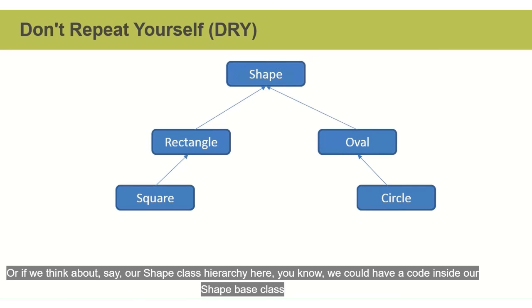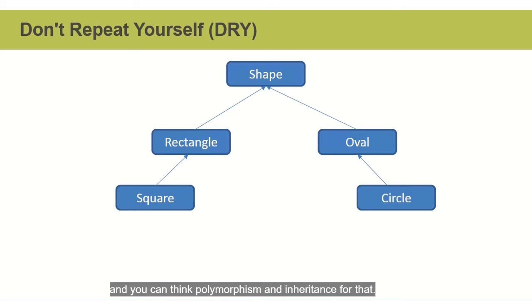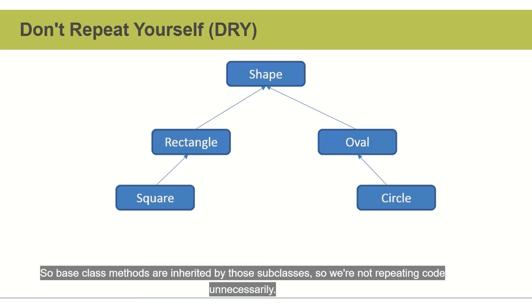Or if we think about, say, our shape class hierarchy here, we could have code inside our shape base class that does not get repeated in the rectangle, the square, the oval, and the circle, simply because we can consider squares and rectangles to be shapes, as we can consider circles and ovals to be shapes. And you can thank polymorphism and inheritance for that. Base class methods are inherited by those subclasses, so we're not repeating code unnecessarily.